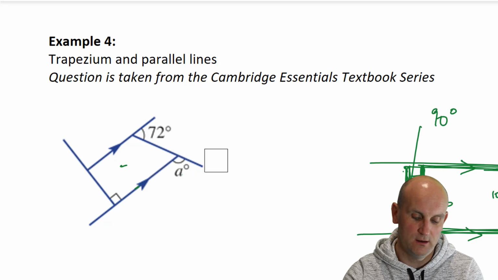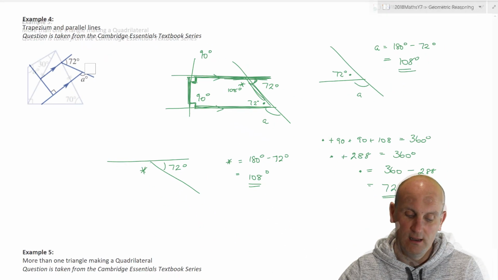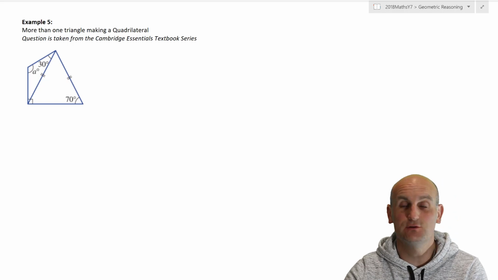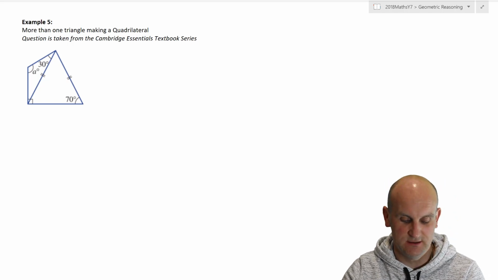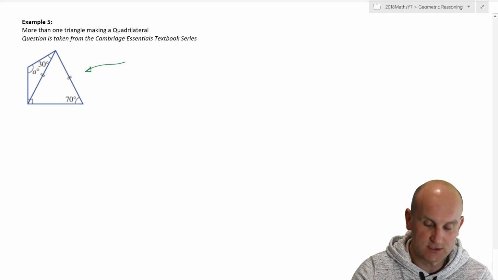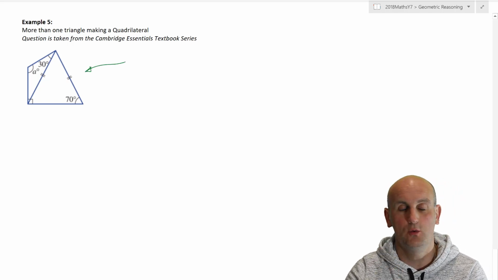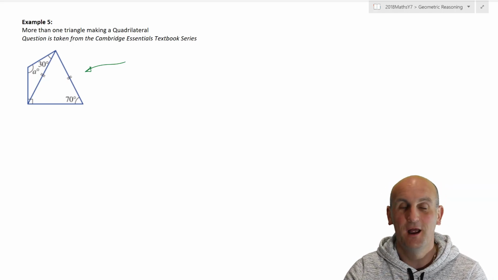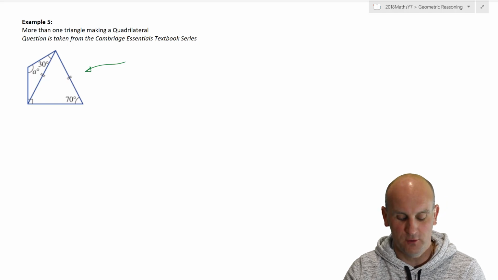Now, those of you who are watching going, what? Don't worry about it. And dealing with one more question, making quadrilaterals. This is also taken from the Cambridge Essentials textbook series, and I think this is great because first things first, this is a trick. Most of your brains will be saying, all I can see is two triangles. And I'm like, yes, but remember, two triangles will make up a quadrilateral.